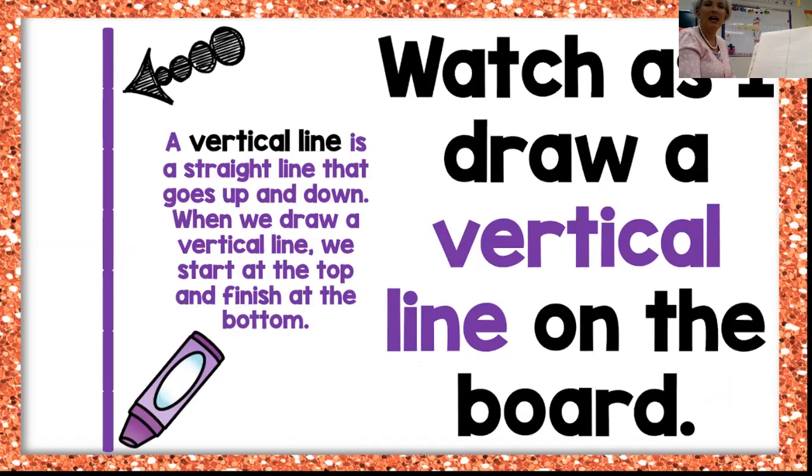Very good. Now, I want you to watch me as I draw a vertical line. A vertical line is a straight line that goes from the top to the bottom. Okay, so top to the bottom, top to the bottom, top to the bottom, as I'm holding my broken crayon in my tripod grip.